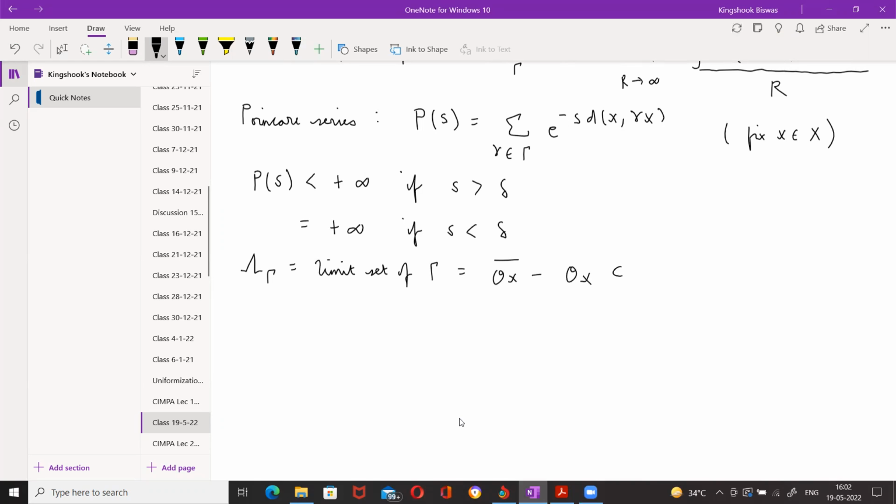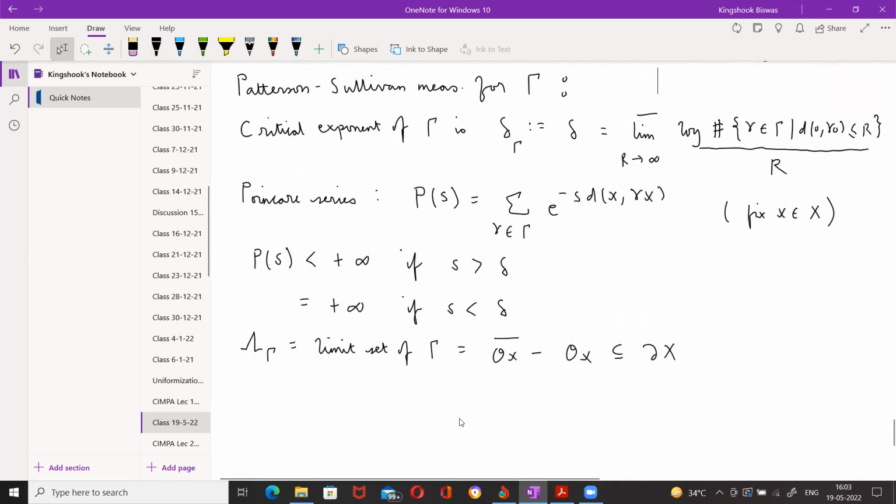Okay, so this is a subset of the boundary. You take the closure in x union boundary. So that is compact because x is proper. That's something I didn't say. So x proper means that x union its boundary is compact. All right, so we need that. So you take the closure, so this is a compact subset of the boundary. And this is independent of the choice of orbit. That's not hard to show.